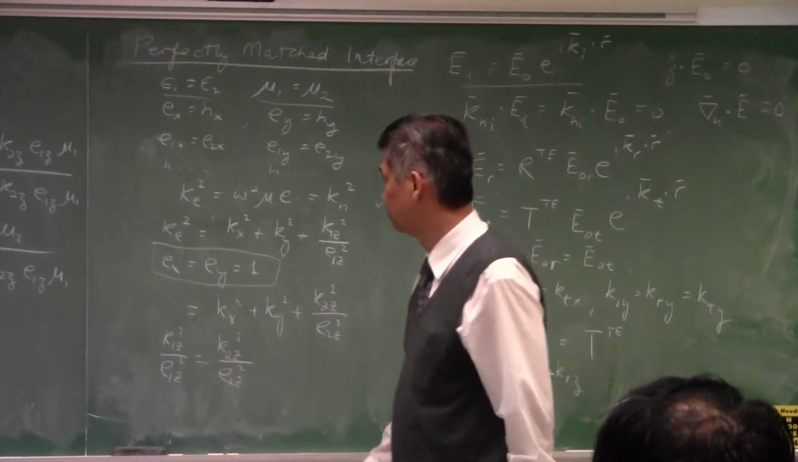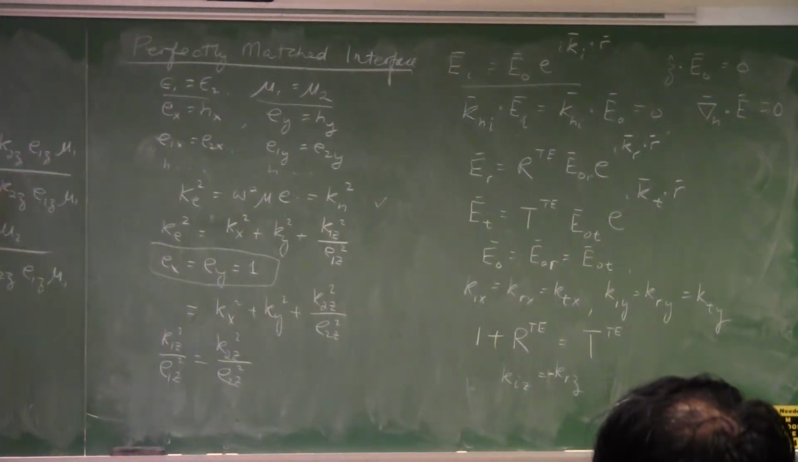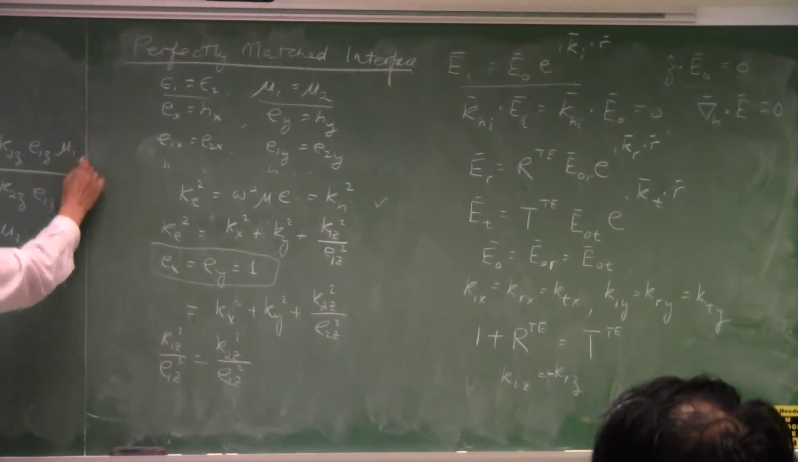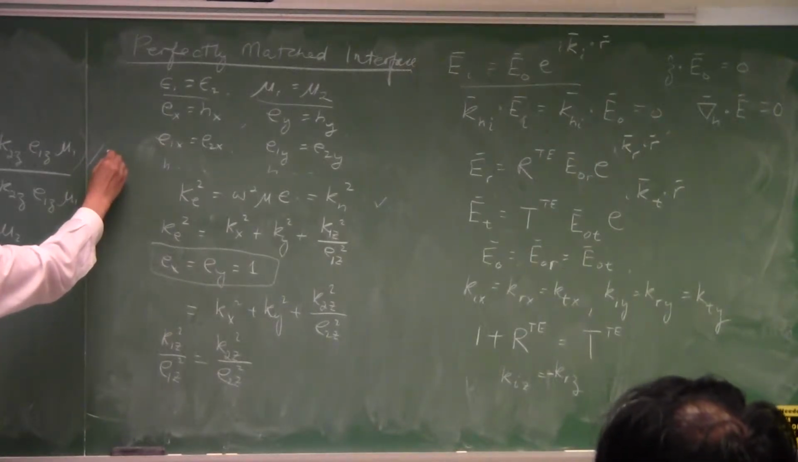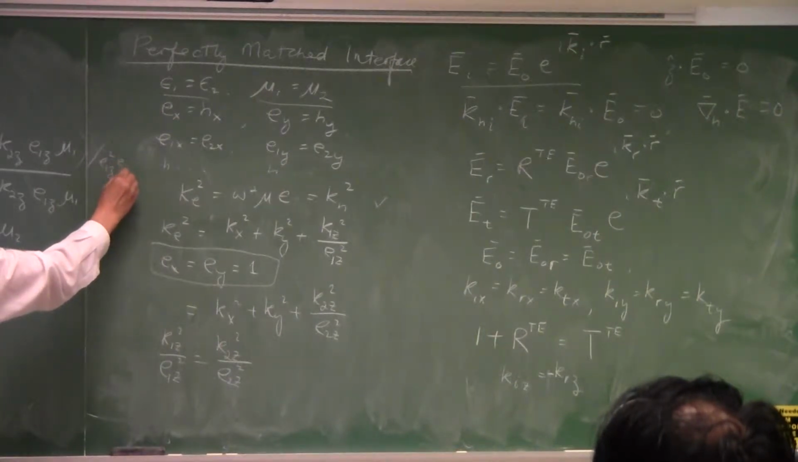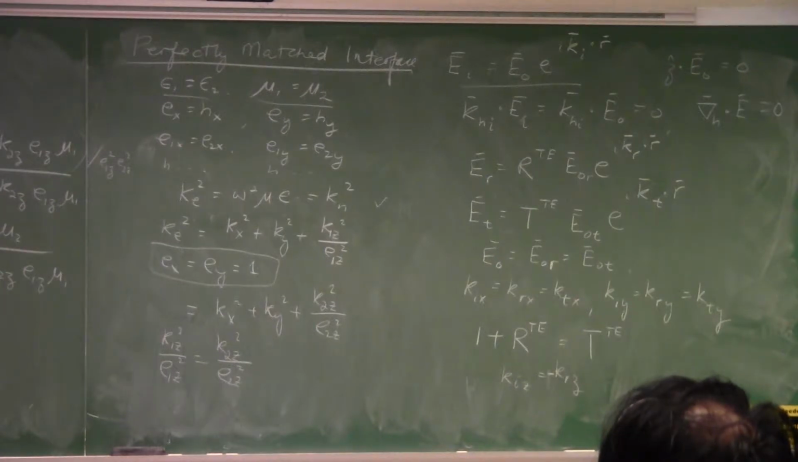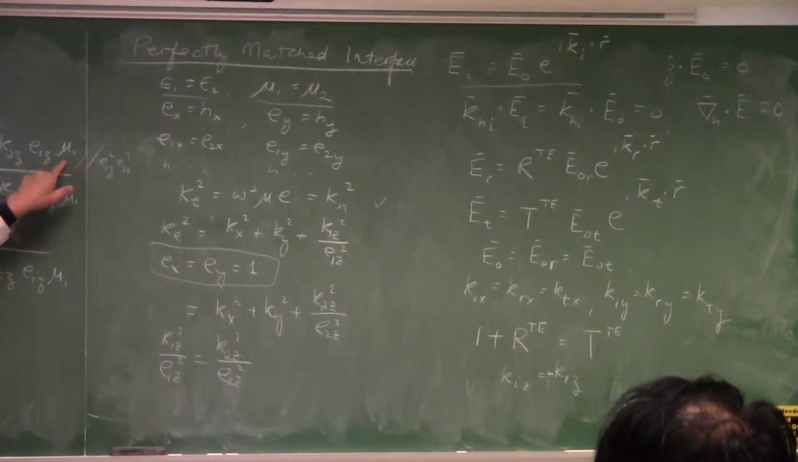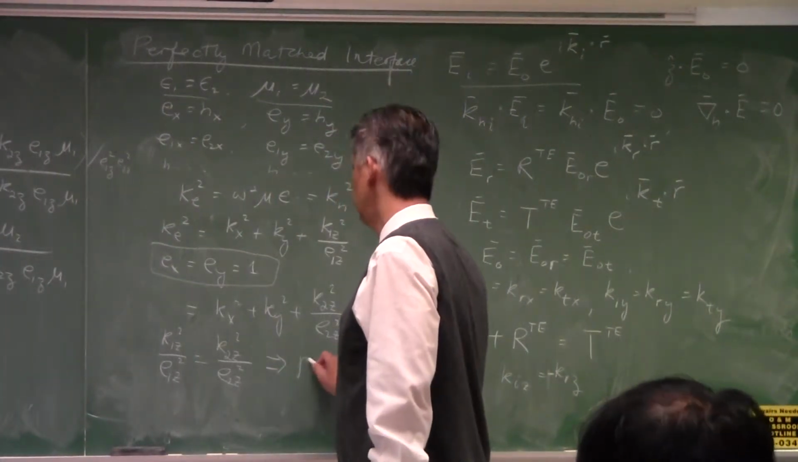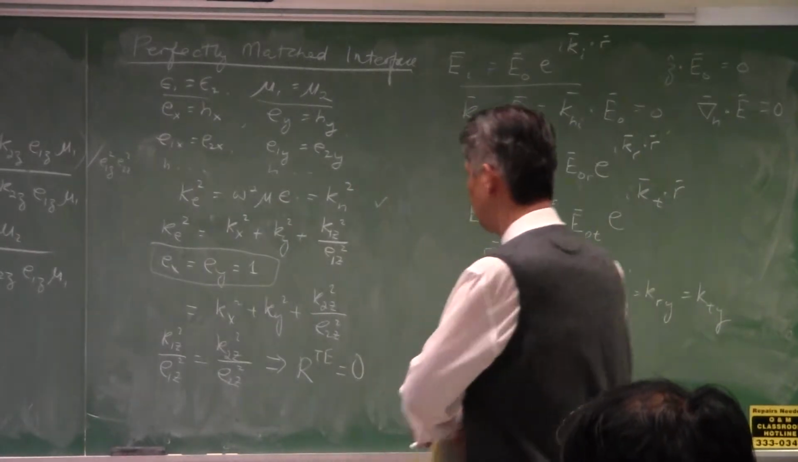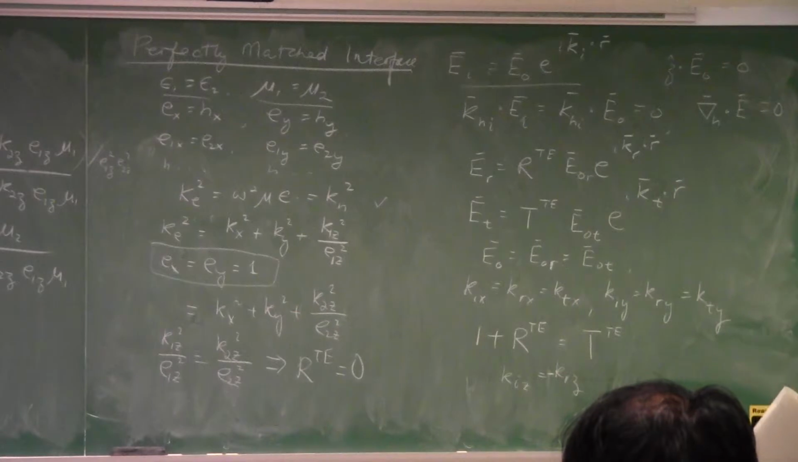Okay, so if mu1 equals mu2, the numerator must be equal to 0, because I can divide this by E1z squared E2z squared. If I divide this by E1z squared E2z squared, I will say that K1z over E1z mu2 minus K2z over E2z mu1 must be 0 because of this condition, mu1 equals mu2. So this implies RTE equals 0. Can everybody see that?